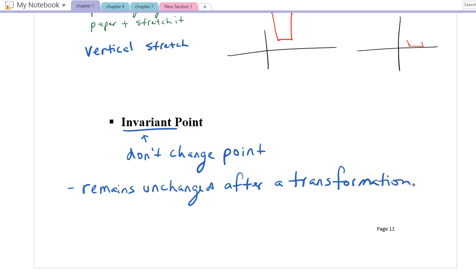So even though everything else could be changing, an invariant point doesn't make a change. And a good place to look is on a line of reflection.